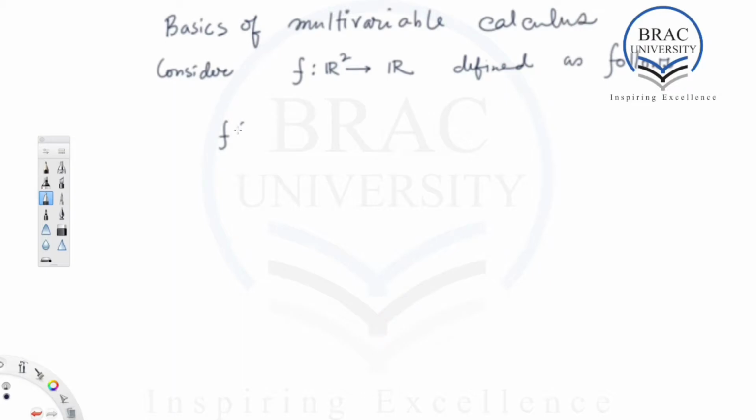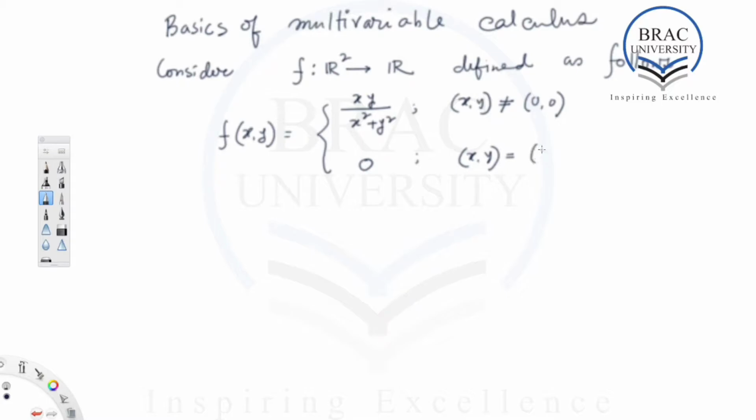It's a piecewise defined function given by xy divided by x squared plus y squared when (x, y) is not the origin. When this point is off the origin, this formula holds, and when it's at the origin, this is simply 0. This is how we define this real valued function on R2.